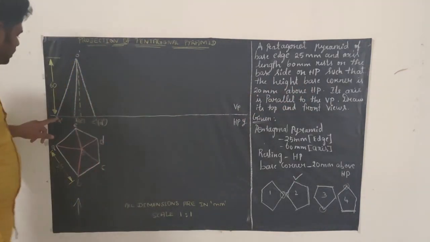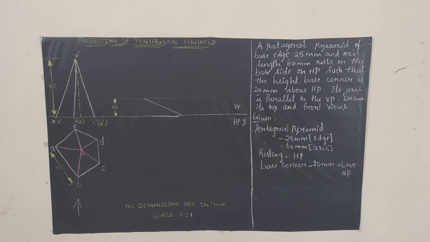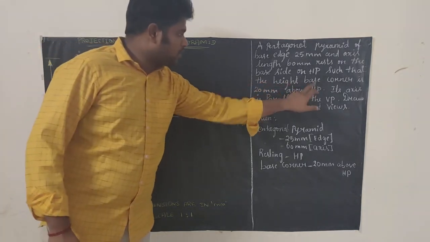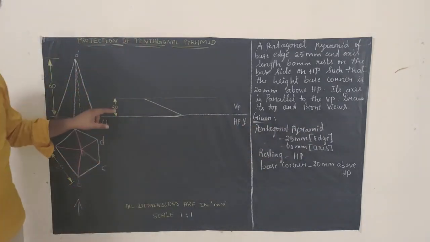So what are we going to do? These are called the base corner. See, this is the base corner. We are just going to lift the base corner to a height of 20 mm, and I will show how to lift it up. In the question, what they gave is that we are going to lift the base corner to a height of 20 mm above HP. So above HP means this is above HP.